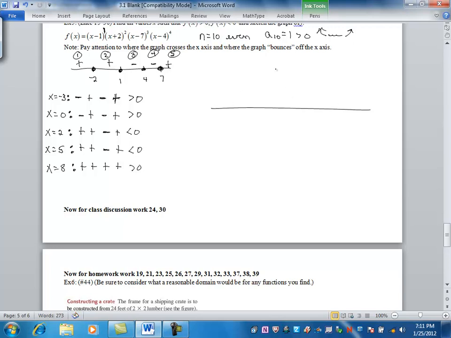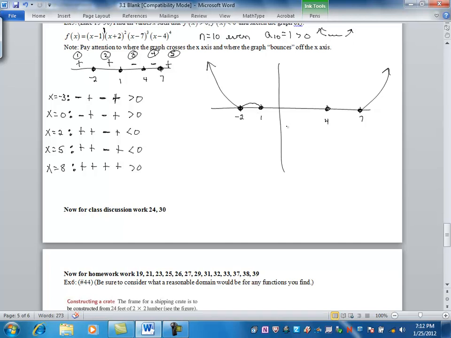Now, let's sketch this in here. Here's negative 2, here's 1, here's 4, and here's 7. All right, let me draw in our zeros. So this is going to go up. This is going to go up. Notice here that between negative 2 and 1, we're still above. Then we dip below.